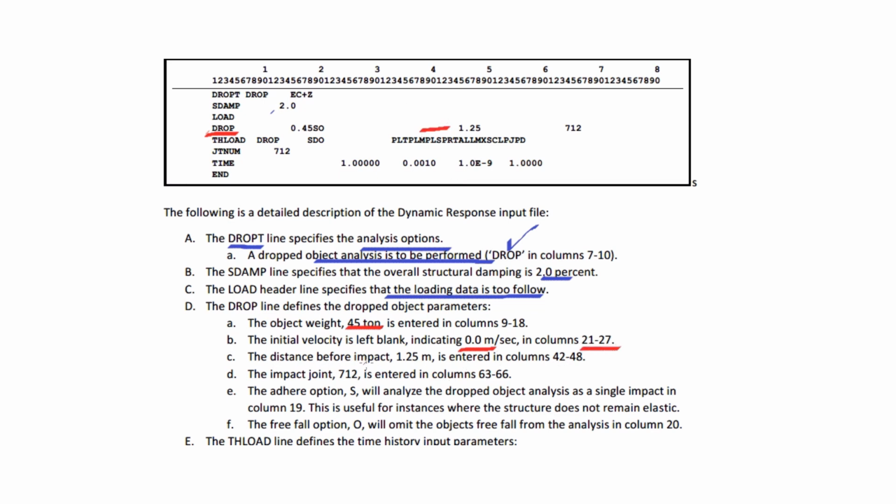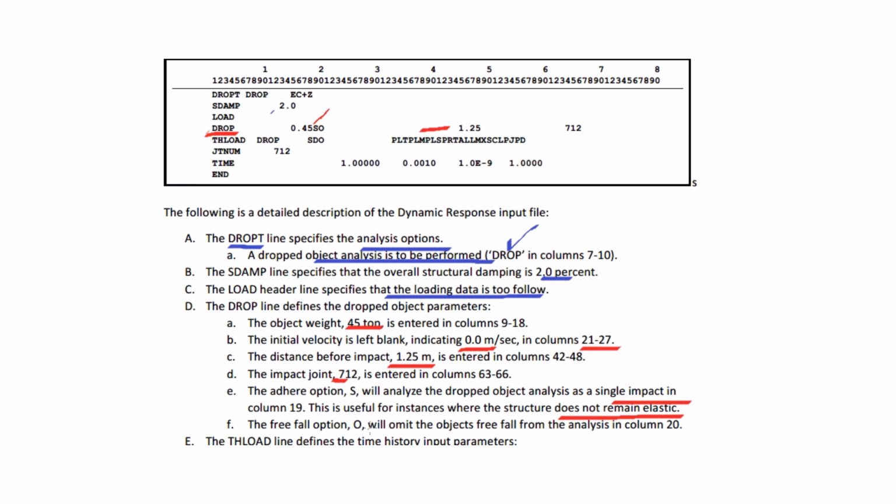And then the distance before the impact is 1.25. That distance we have also given, entered in columns. The impact joint is given here. The adhere option, yes, here you can see, will analyze the drop joint analysis as a single impact. This is useful for instances where the structure does not remain elastic. If the structure remains elastic, it may be a bouncing impact, but if it does not remain elastic, in those cases this single impact option is useful.